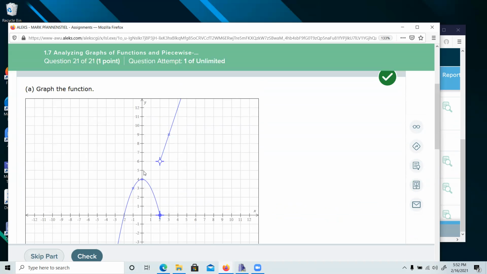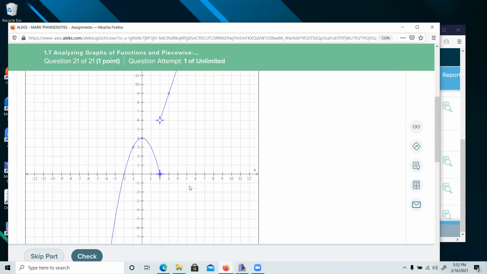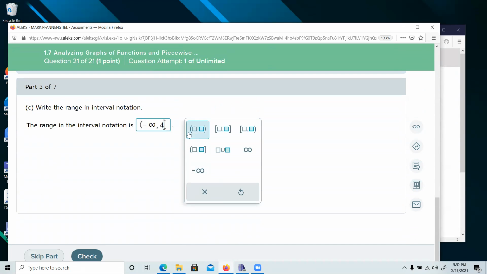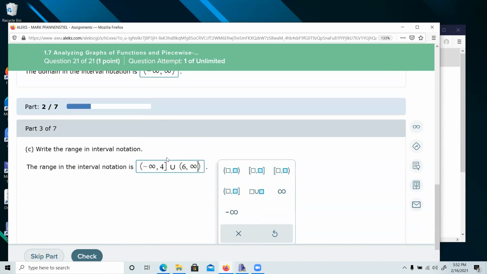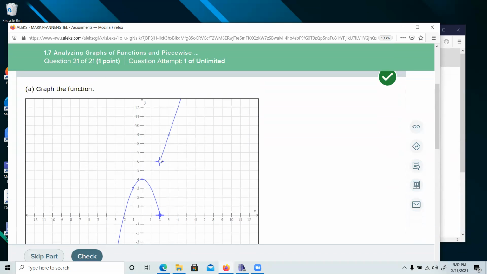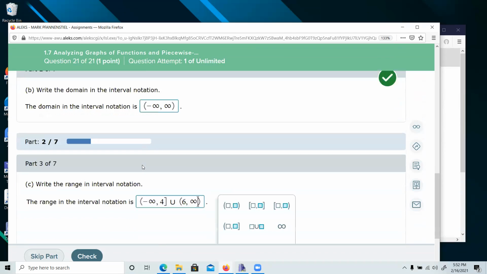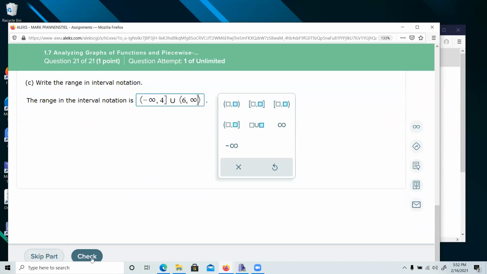But we skip a spot, right? We skip 5. And then from 6, we don't actually start from 6. We just get a little bit away from 6. So this is going to be union, and then we're going to do 6 off to infinity. Okay, and yes, it's okay that a function would skip some values. So it goes up to 4, we included it. We get to 6, we didn't include it, and then we're ready to go.